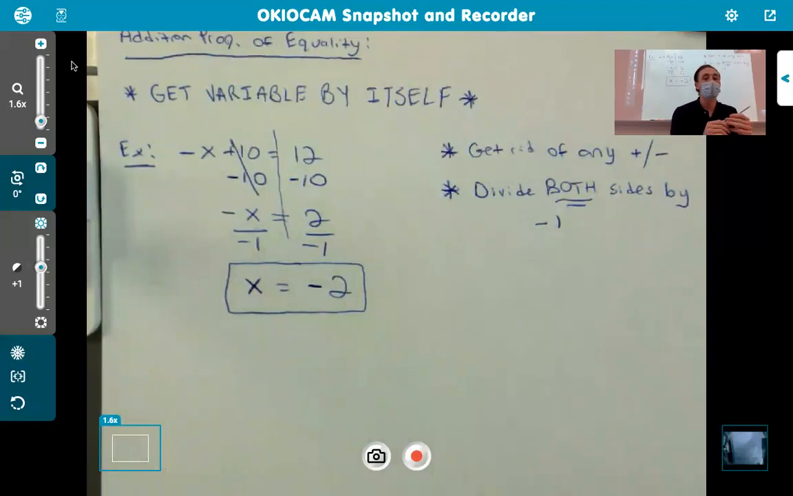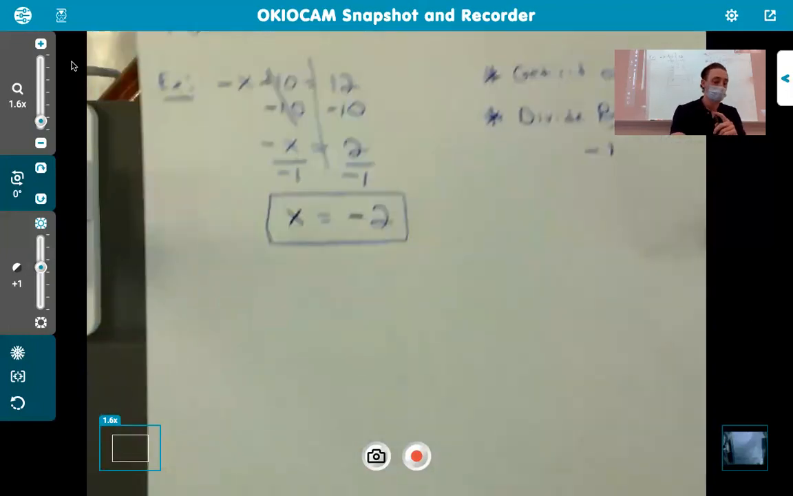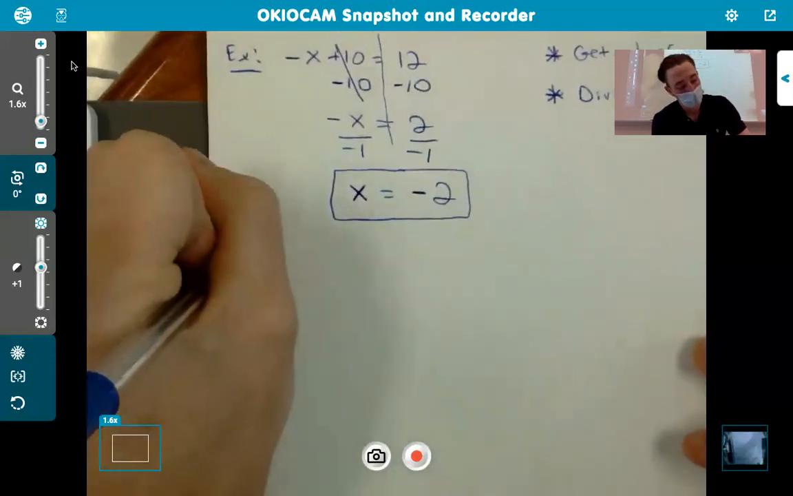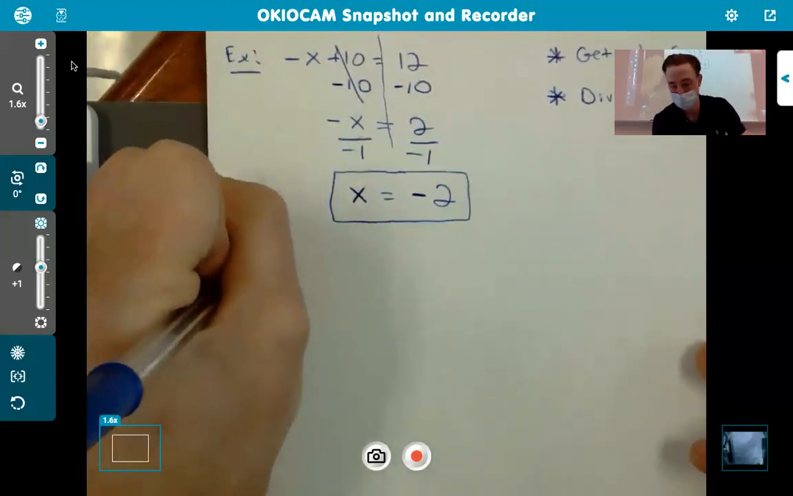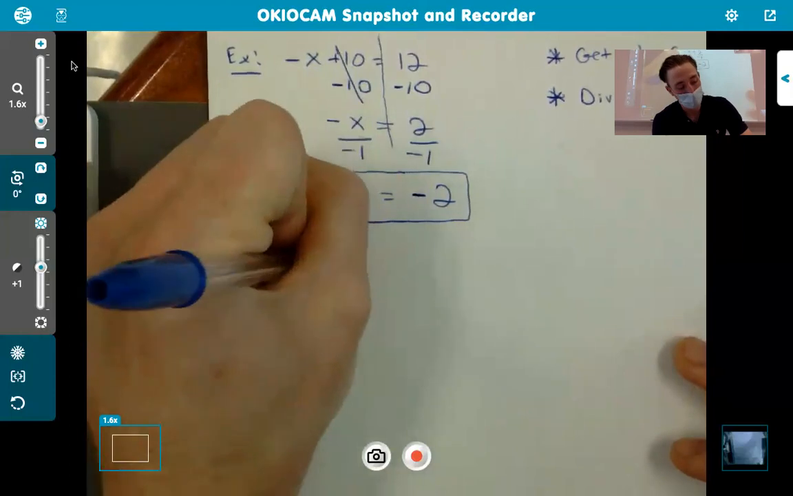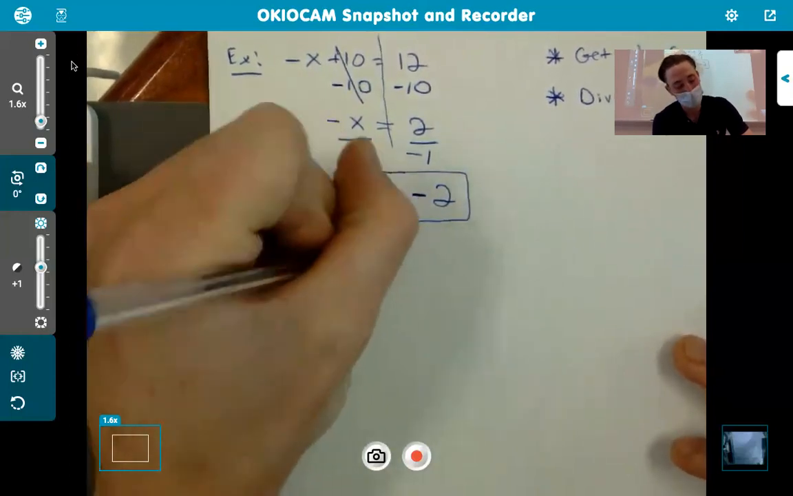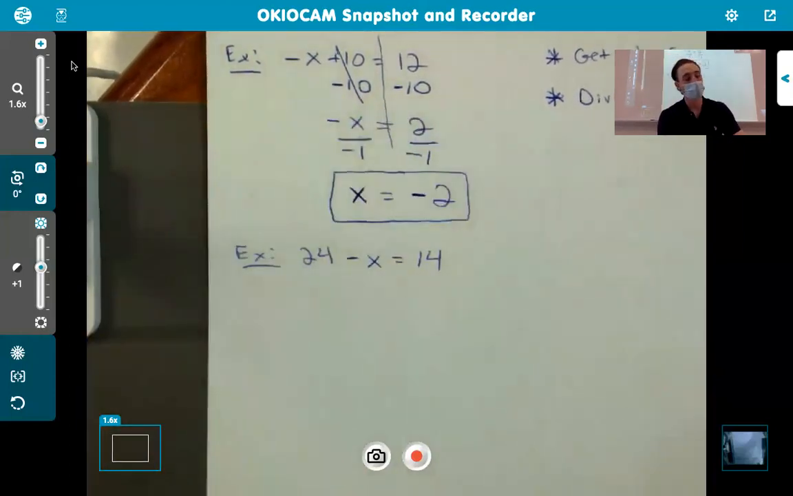Any questions about that first example? Okay. Let's do another example. What if I have 24 minus x equals 14?